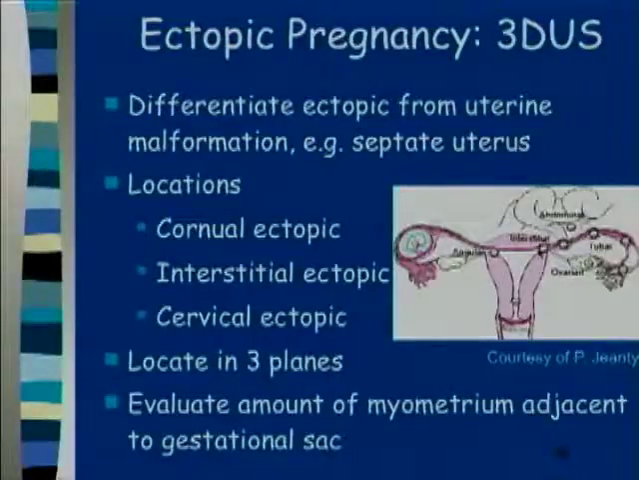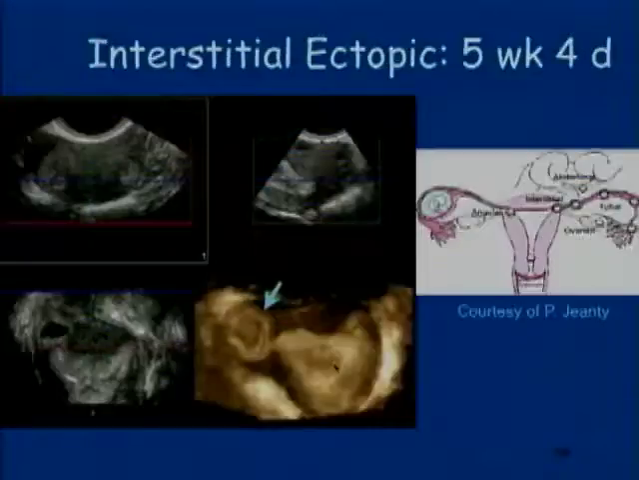can look very similar. They really occur when you have one horn and then you have just a residual amount of horn on the other side, like in a unicornuate uterus, and the ectopic occurs in that little cornu of the one that's not there. And then, of course, there are cervical ectopics. It's important to locate the ectopic or the gestational sac in 3 planes to be able to assess how close it is to the myometrium and how much myometrium there is.